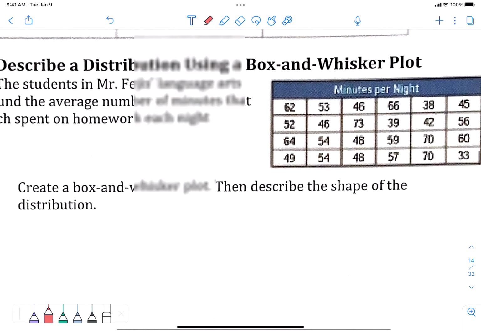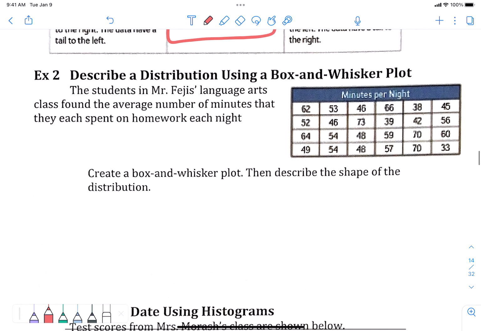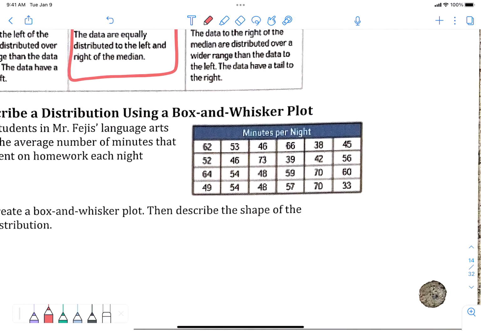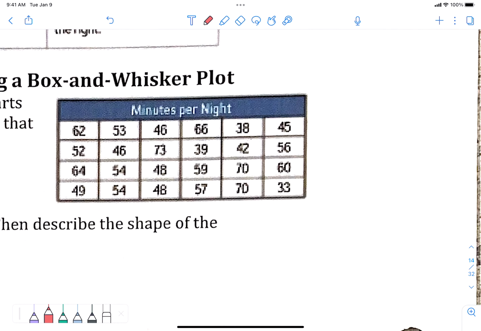Okay, here we go. Example 2. We're going to put these numbers in order, and then create our box and whisker plot. Mrs. Fege's language arts class found the average number of minutes they spent on homework each night. Holy cow. Do you guys do that? No. Okay. This is a 4 by 6, so there are 24 students in this class. I'm going to list these off to the side, and we're going to put them in order.